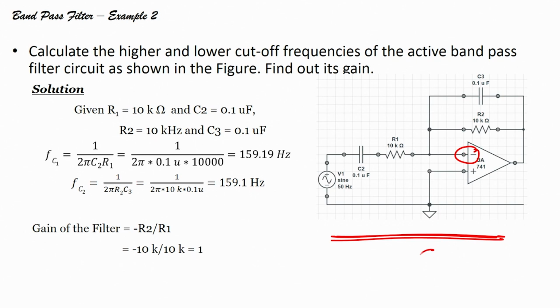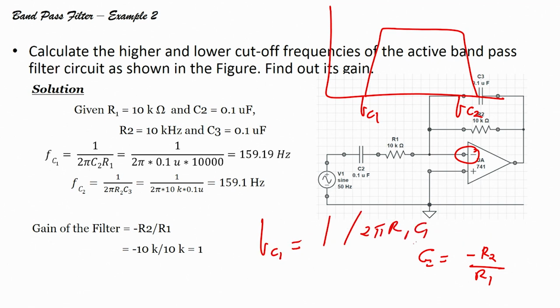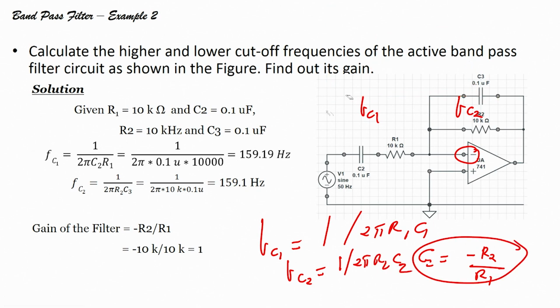Gain of inverting amplifier we already know, minus R2 by R1. Frequency we know, let us say we write FC1 and FC2, because we have band pass. So, we will write FC1 equal to 1 by 2 pi R1 C1, FC2 equal to 1 by 2 pi R2 C2, correct. And gain we know this formula.